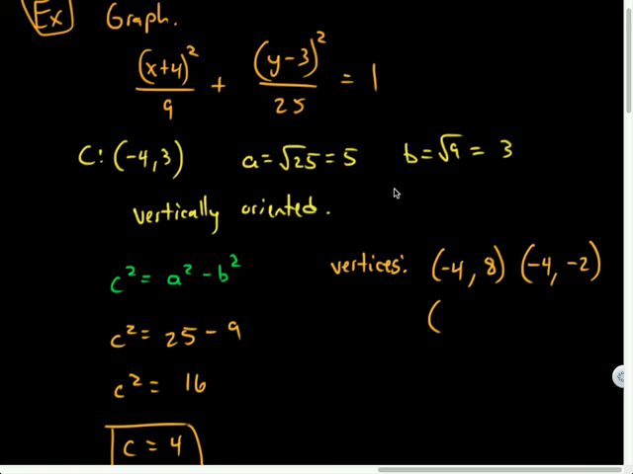So then the minor axis vertices, I'd add and subtract 3 to the x coordinate. So -4 plus 3 is -1. And -4 minus 3 is -7.